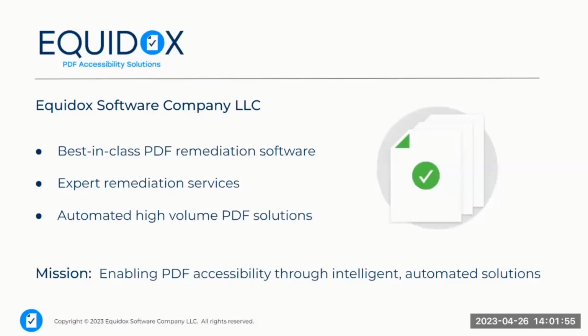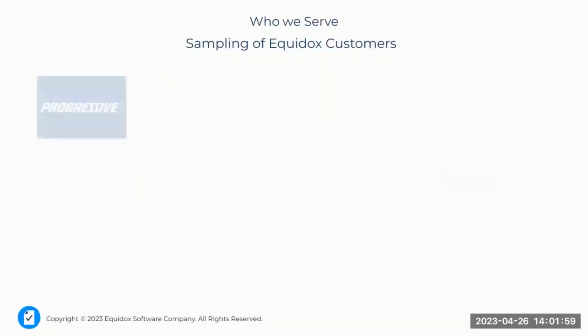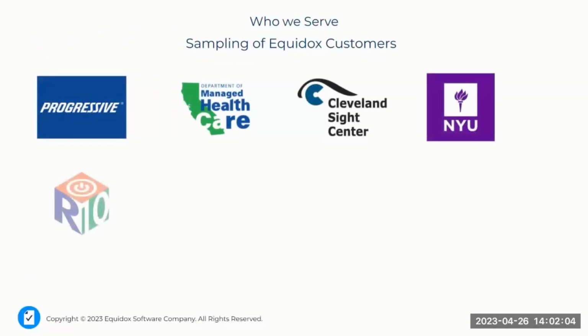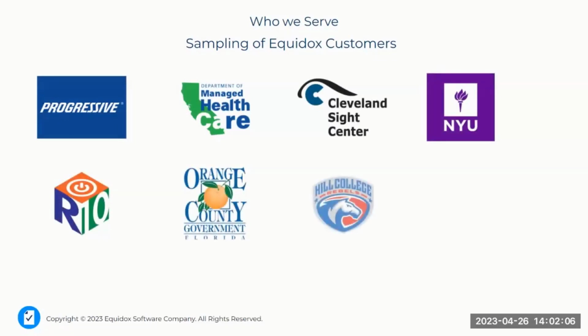Our mission here at Equidox is to enable PDF accessibility through intelligent, automated solutions. This is just a quick sampling of some of our customers, so I'm just going to let this slide play through. We work with organizations of all sizes and in many different verticals.